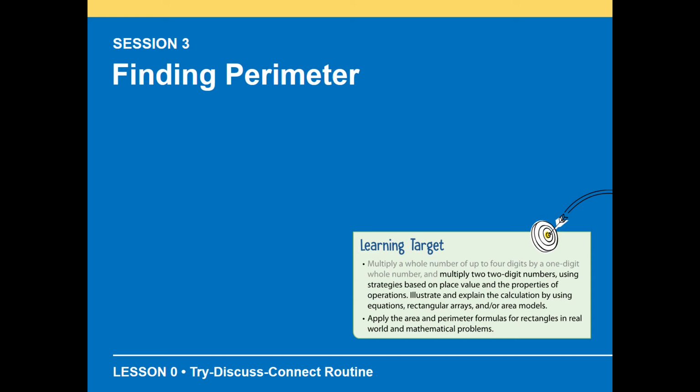Hi, this is Lesson 0, Sessions 3 and 4, where we will be finding perimeter. The learning target for these lessons is I can multiply a whole number of up to 4 digits by a 1-digit whole number, and I can multiply two 2-digit numbers.